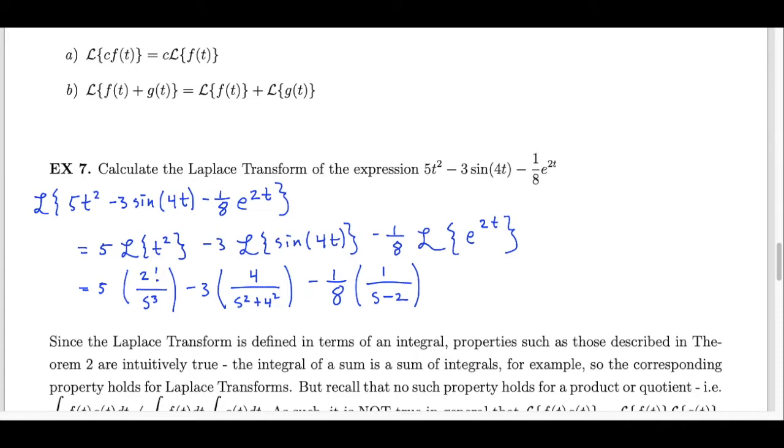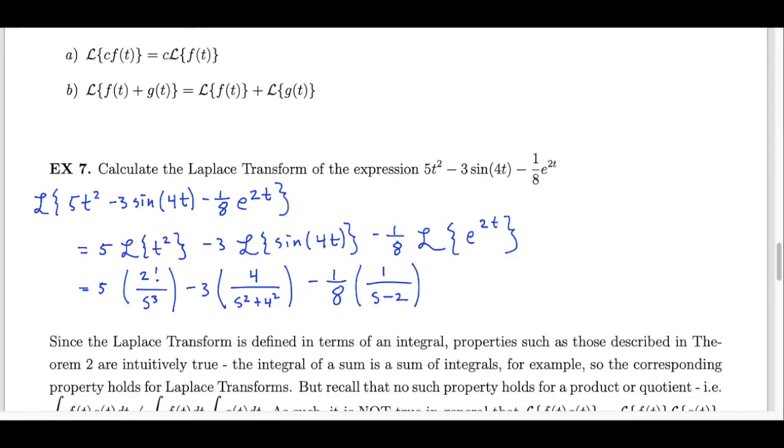So as I mentioned at the beginning of this section, our goal is to build up familiarity and sort of a catalog of transforms of known functions so that when I encounter something like sine of 4t, I know straight away that its transform is 4 over s squared plus 4 squared, and I don't have to rely on using the integral definition. All right, we have just a couple more things to work through in this section.